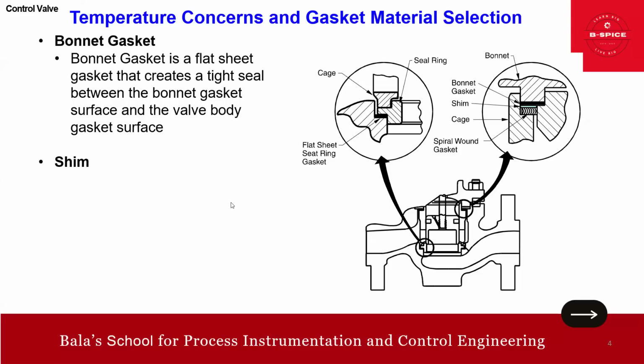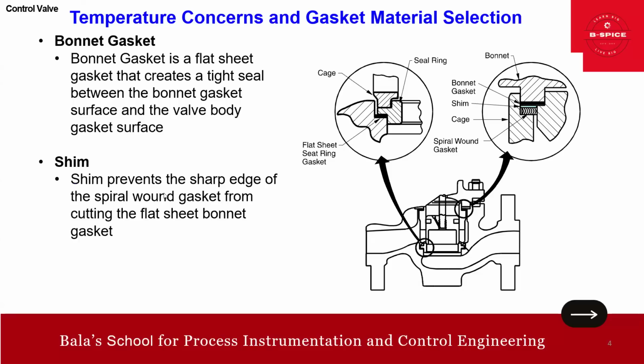Then you have this shim in between. The shim prevents the sharp edge of the spiral wound gasket from cutting the flat sheet bonnet gasket. So basically the shim is in between the bonnet gasket and the spiral wound gasket. So this is about the spiral wound gasket, bonnet gasket and shim.